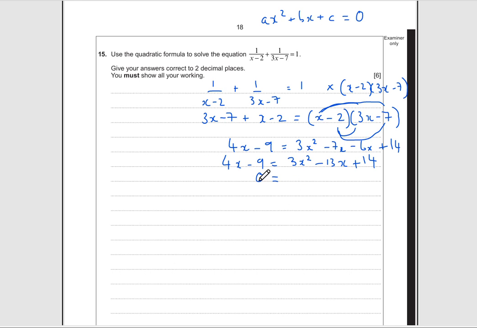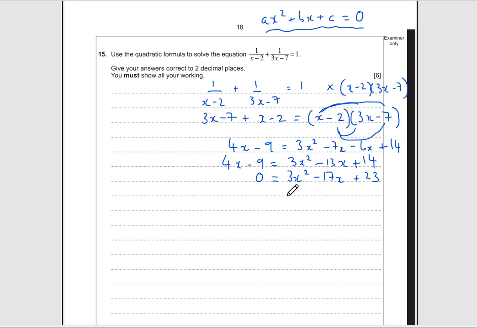I want to leave my x squared positive, so I'm going to take everything over to the right-hand side. If you don't feel comfortable working on the right-hand side, you can always just rewrite this the other way round with this 3x squared on the left-hand side to continue. So it's going to be 3x squared. I'm going to subtract 4x, so it's going to give me minus 17x, and I'm going to add 9, so it's going to give me plus 23. Okay, so now that is in the form that I want to use.